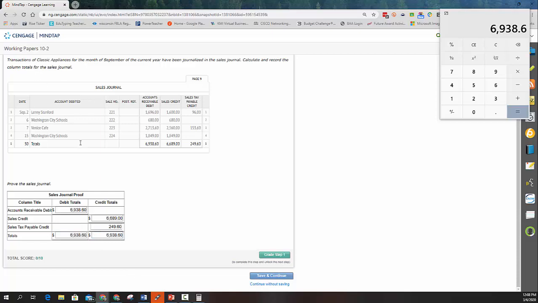All right, I didn't do a lot of talking because you have totaled and proved journals before. The only thing I want you to realize for Work Together 10-2 is they give you a spot on the bottom here to prove. So I took my total from accounts receivable debit with $6,938.60 and put it down onto the bottom to prove it. There are two credits, and I had sales credit of $6,689. And then I had sales tax payable credit of $249.60. Add those two together up. That means my debits and credits equal because when they add down, I got it. So that is going to be step one when you get there.